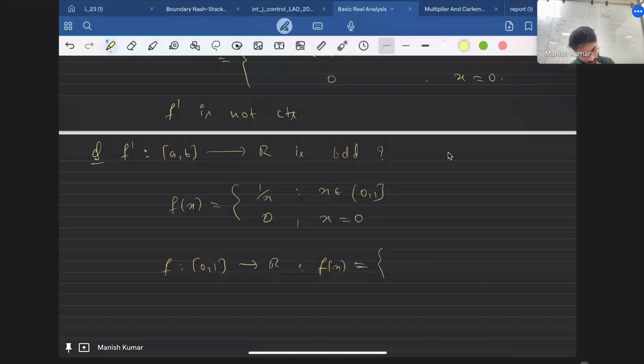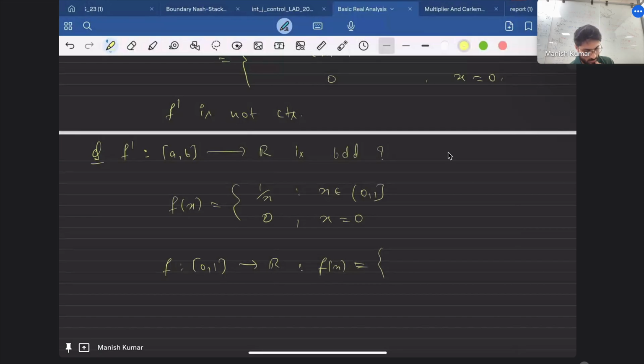So what if I take log of x, with f equal to 0 at 0? I'm defining it on 0, 1, let's say. Then let's check differentiability at 0: h log of h upon h. So this limit, log h, does not exist. I mean, it will blow up.